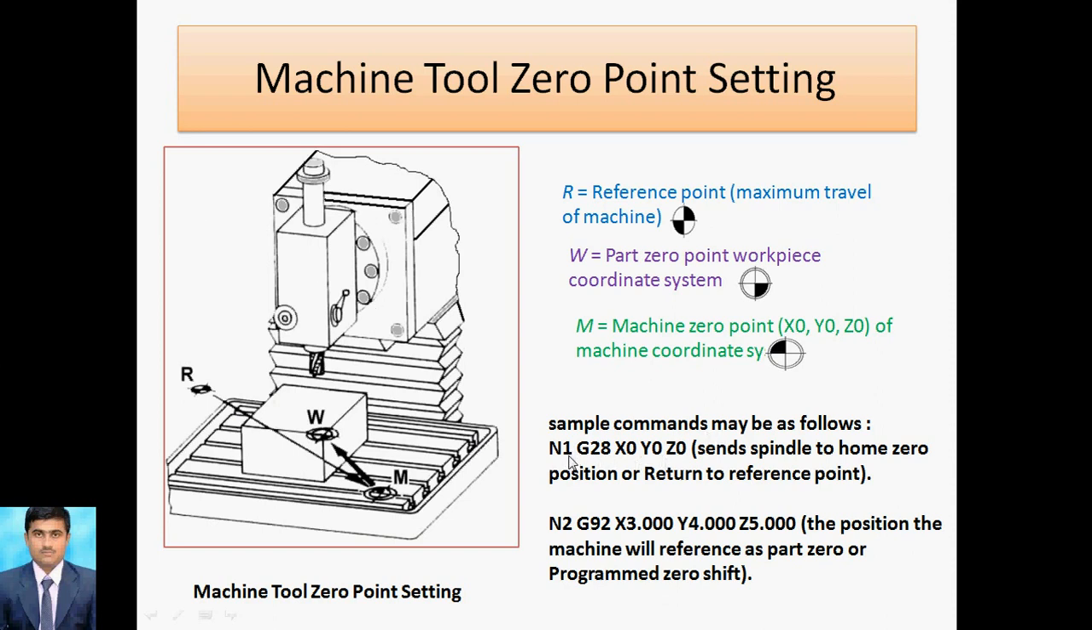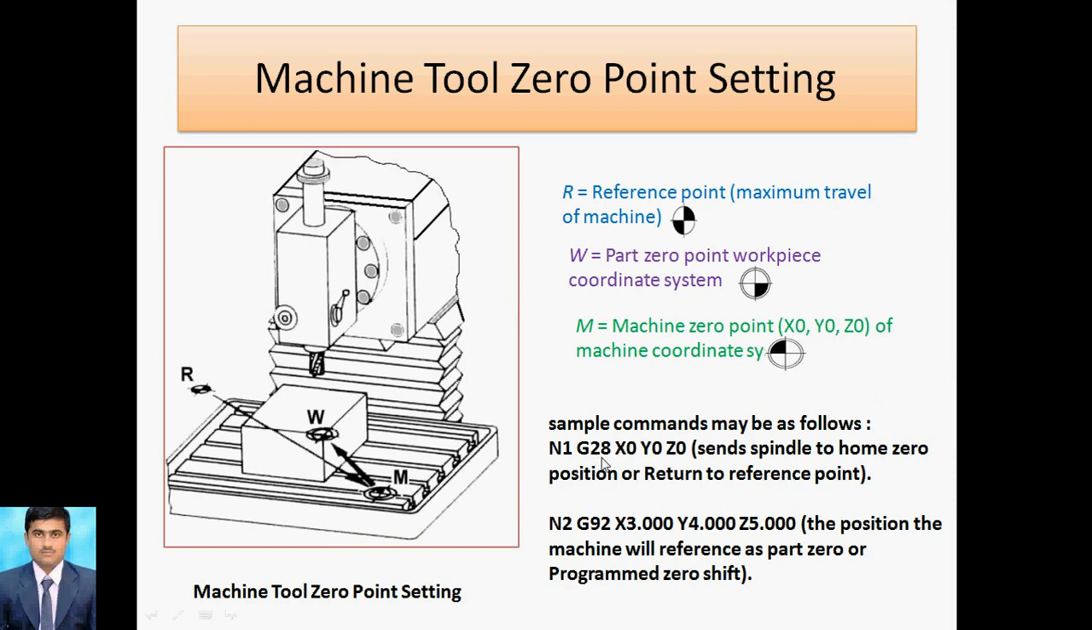That's N1. N1 is the sequence of operation. The first operation is sequence number 1, that is N1 G28. Here the spindle is sent to the home position. From this point to this point, that is W to M, you can use G28, then X0, Y0, Z0. So this is regarding the G28.